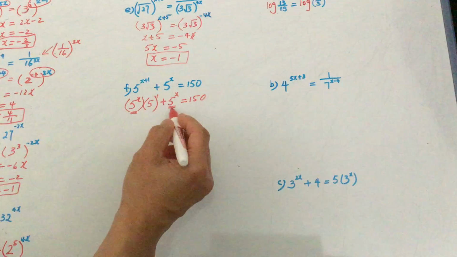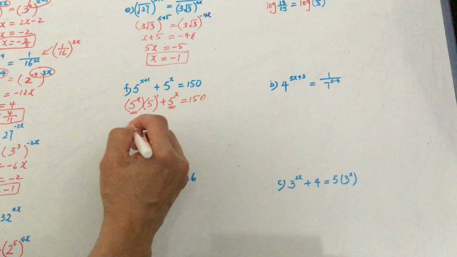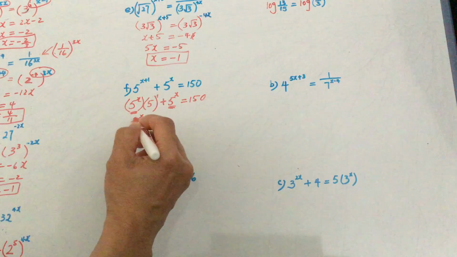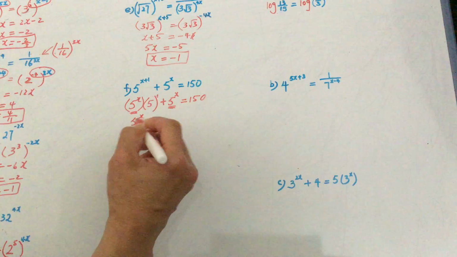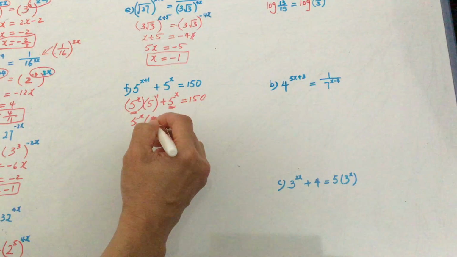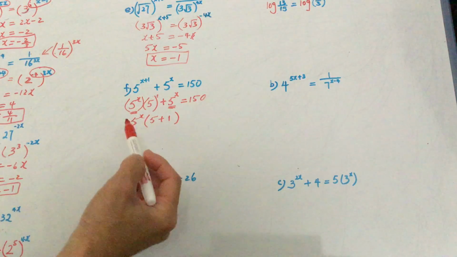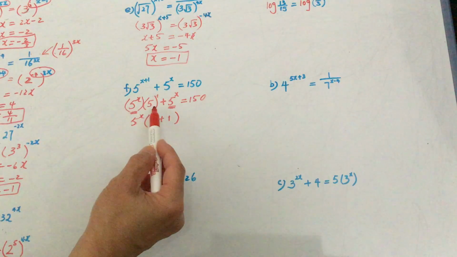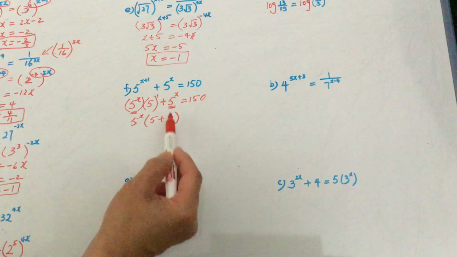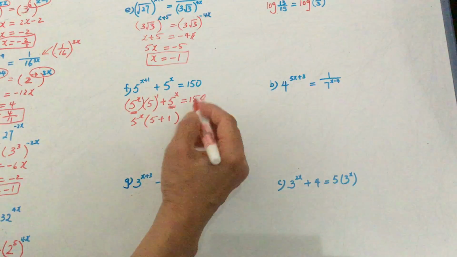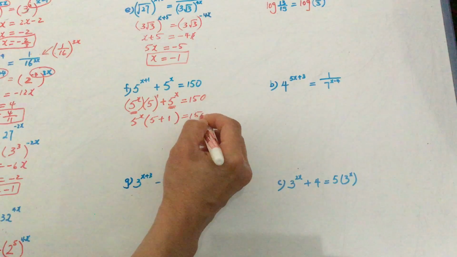If you can see that there is a common factor of 5 to the x, then you can take out the common factor over here, and then you will have a 5 plus the 1. Because when you distribute this, you get the 5 times the 5 to the x plus the 5 to the x. That is equal to 150.